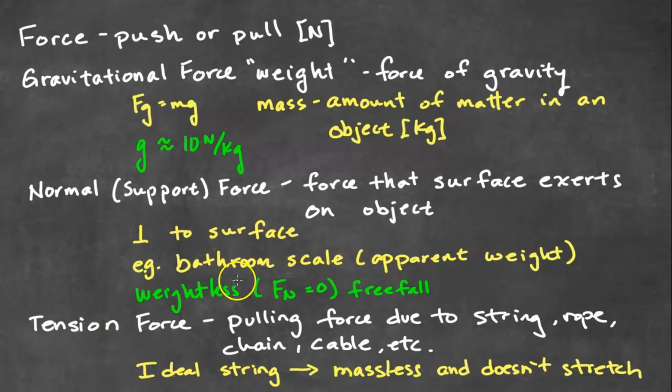Tension force is defined as the pulling force due to a string, a rope, a chain, cable, etc. And so the direction of the tension force is along the direction of the string. When you see the term ideal string, that refers to a massless string that doesn't stretch.